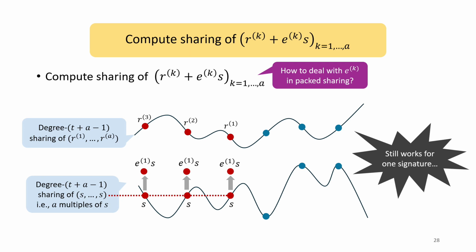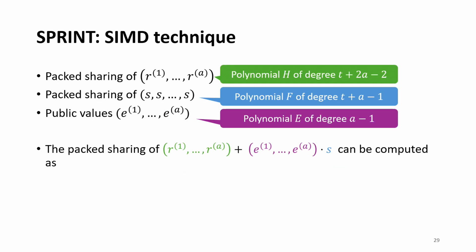But then you need to reconstruct multiple polynomials, and this is not the efficient property we want. So our trick only requires a simple change, and that results in each party doing a simple operation on the local share and being able to sign multiple messages at once. So the change is that we interpolate the values E1 up to Ea using a polynomial E of degree a minus 1. Because these values are public, the polynomial E is also public.